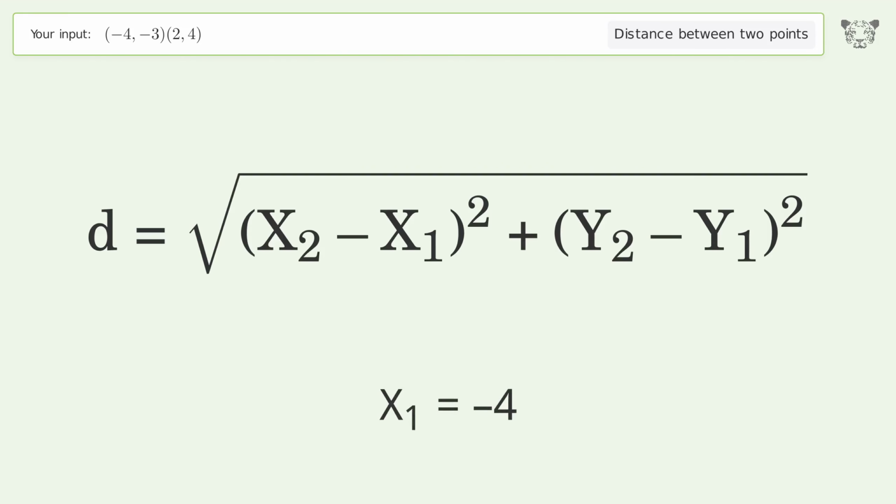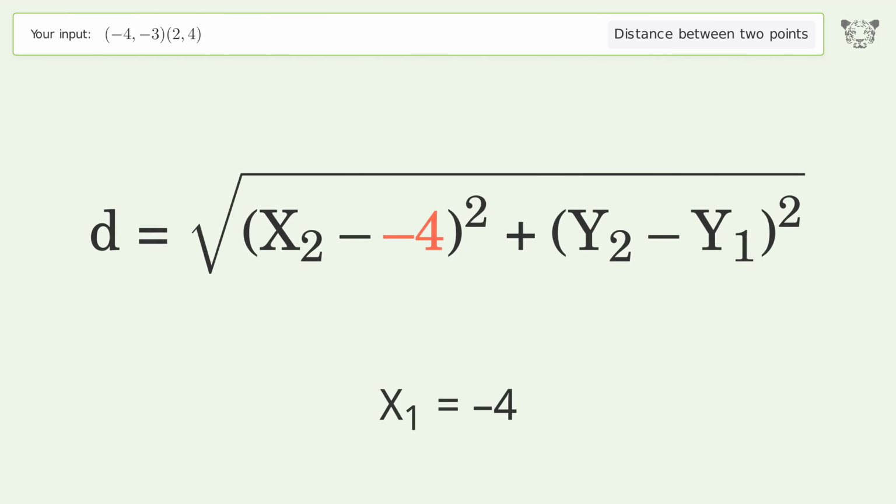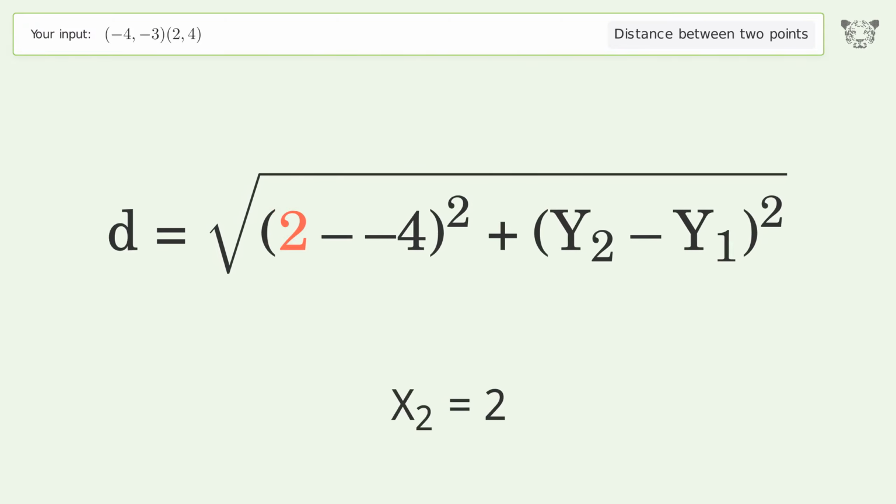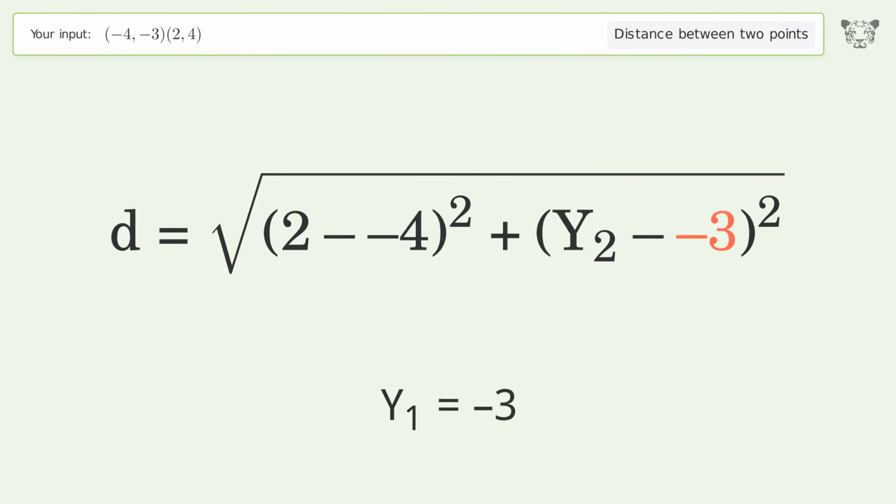x1 equals -4. x2 equals 2. y1 equals -3. y2 equals 4.